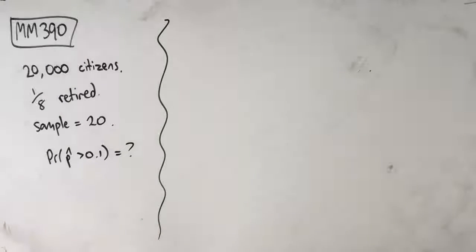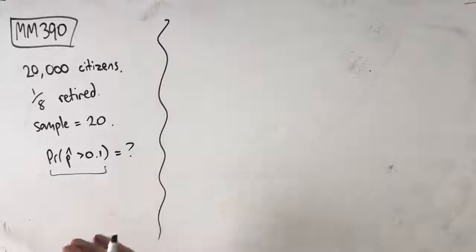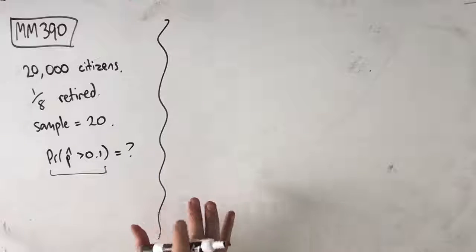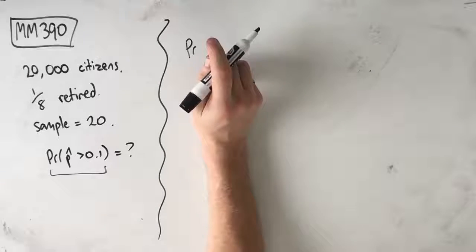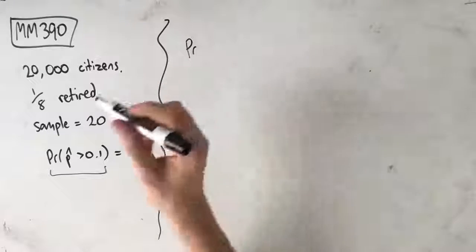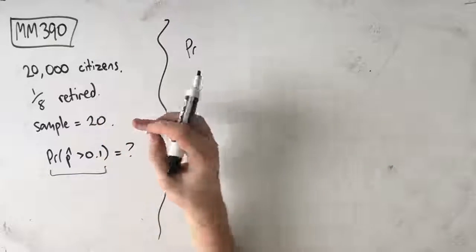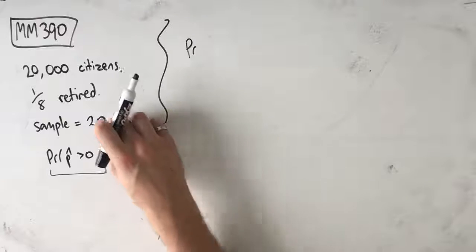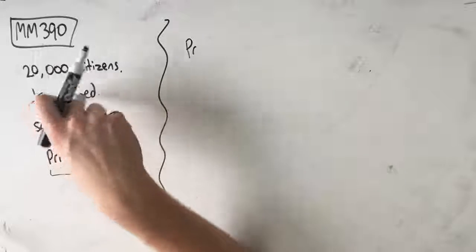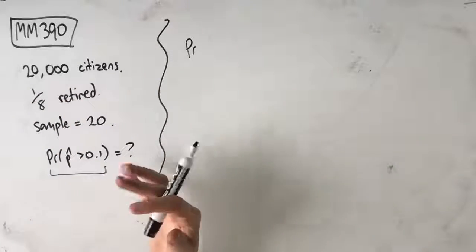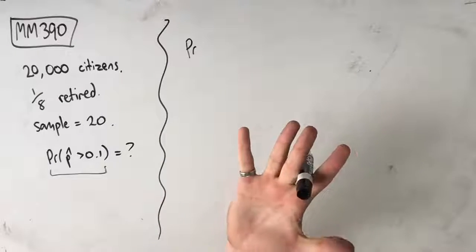So, as soon as we see the probability of p hat is greater than or less than or equal to something, all we want to do to start off with is to change that into an x value. So we can treat this as a binomial distribution, because we have 20 trials. We know that each person has a 1 in 8 chance of being retired. That's our p-value. And there's either a success or a failure: you can be retired or not retired. There's no other option.